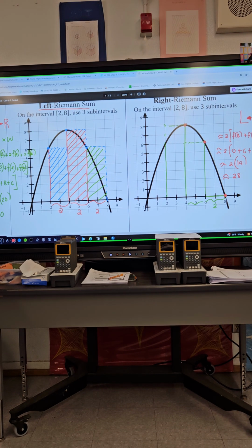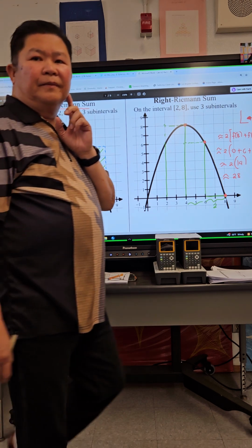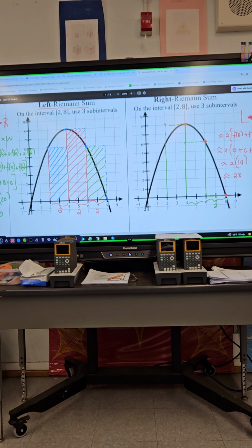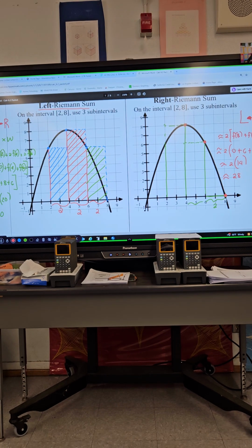Any question? Can I move this up? Or are you still copying? Make sure you have your colored pencil, for emphasis, guys. For emphasis.